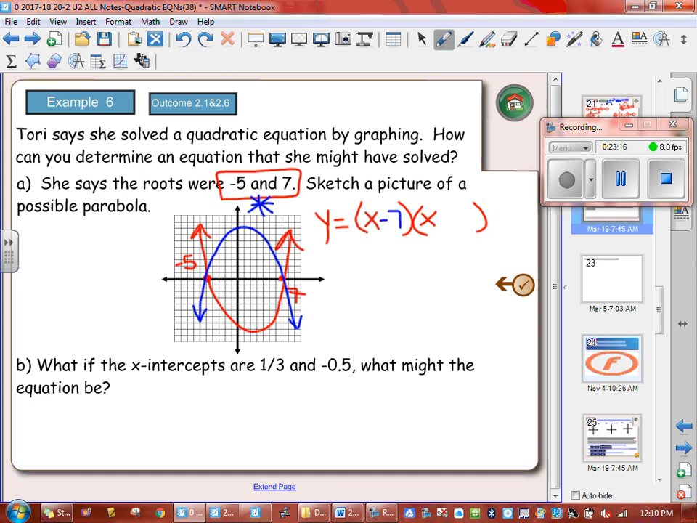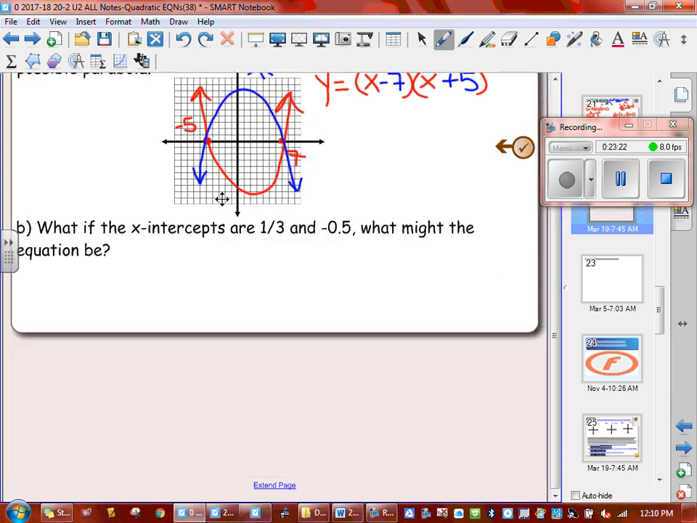On the bottom here, what if the x-intercepts are 1 over 3 and negative 0.5? What might your equation be? Again, you need to make fractions of the decimals, because we always want fractions to work with. When we get a fraction answer, that means the bottom number was the number that sat in front of the variable x in the equation. So my equation would look like this.